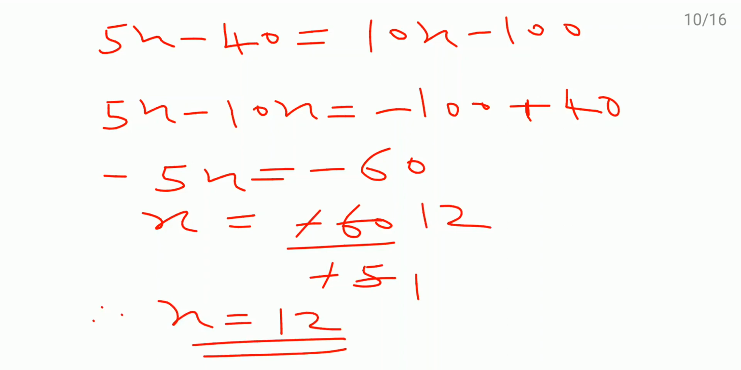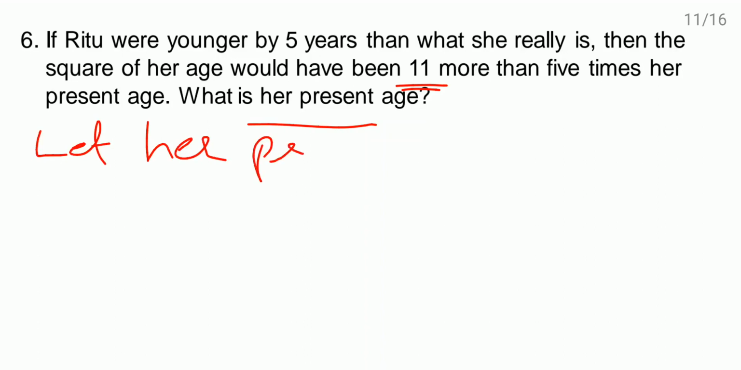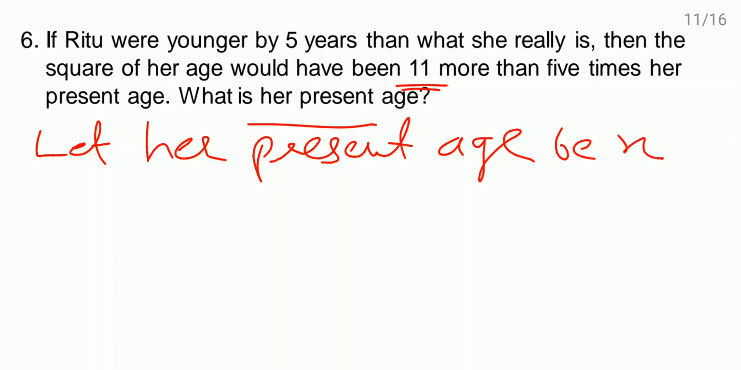Okay, let us see the next one. They are saying if Ritu were younger by 5 years than what she really is, then the square of her age would have been 11 more than 5 times her present age. What is the present age of her? Right? So we don't know her present age. So let us consider her present age be x years. So here we'll write down, let her present age be x years.